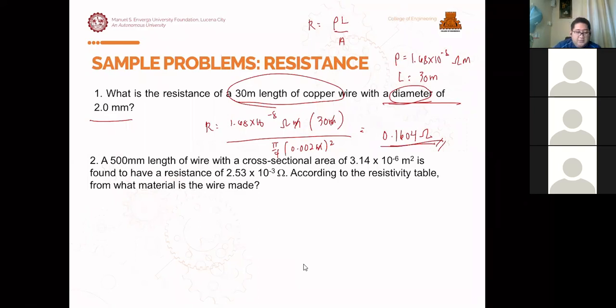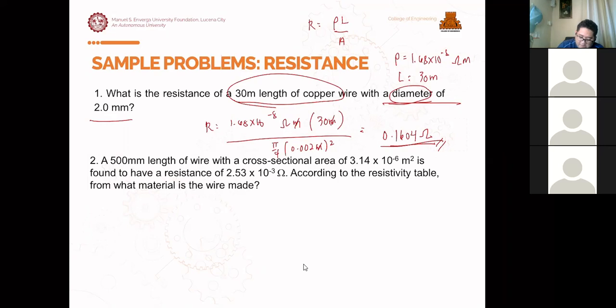Okay, next, number 2. So again, yung mga problem natin, more on substitution lang directly, no? Walang ka-challenge. Pindot lang ang challenge. So again, next meeting, I'll give you a more challenging set of questions na i-solve natin sabay-sabay para mas alam nyo kung paano i-analyze yung problem. Okay, next. A 500 millimeter length of wire with a cross-sectional area is to have a resistance of 2.53 times 10 to the negative 3 ohms. According to the resistivity table, from what material is the wire made?